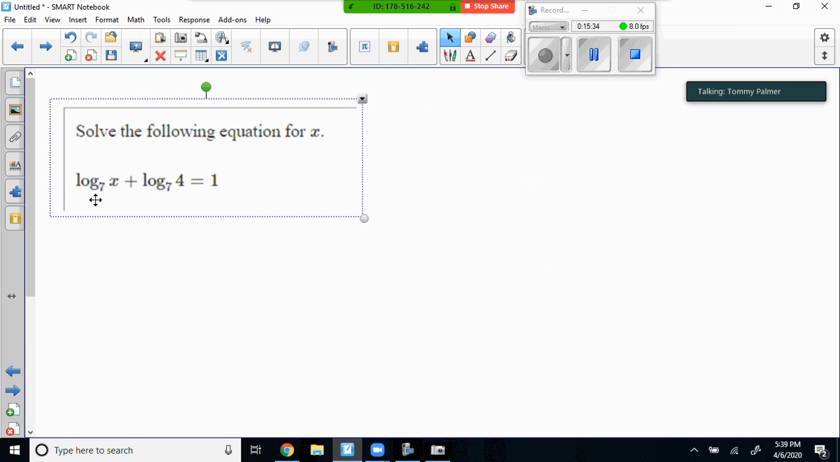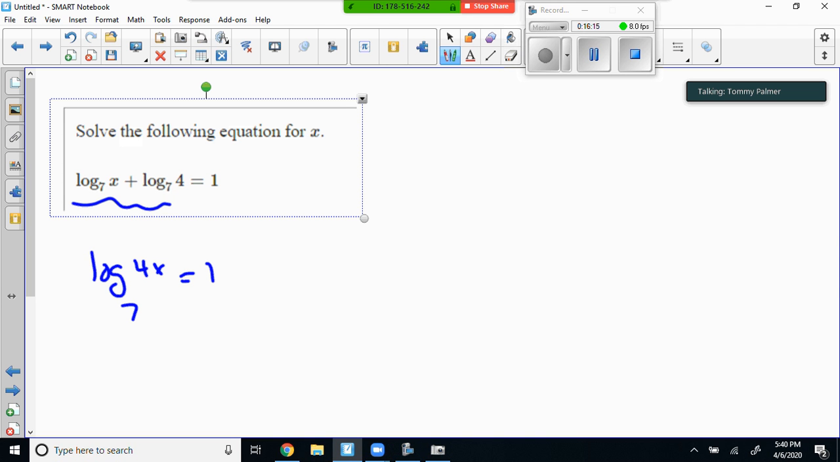All right, so here we go. We got log of 7x plus log of 7 to the 4th, right? Now, we could combine those, and yeah, I guess that's the easiest. And we'll do it both ways just to kind of see what comes out. These are two logs, the same base, separated by an addition. So that's really log of 7 to the 4x equal to 1.